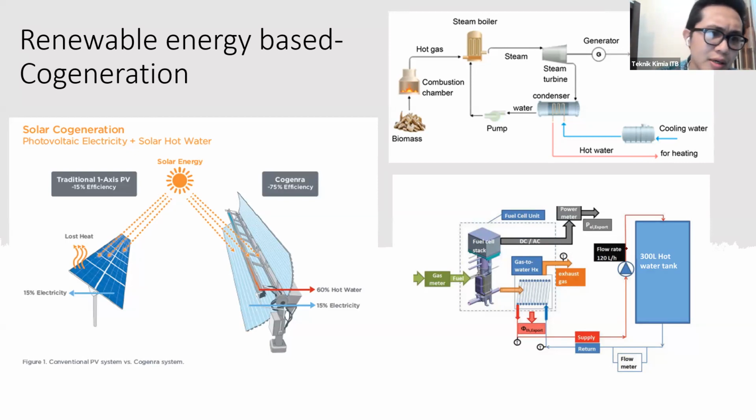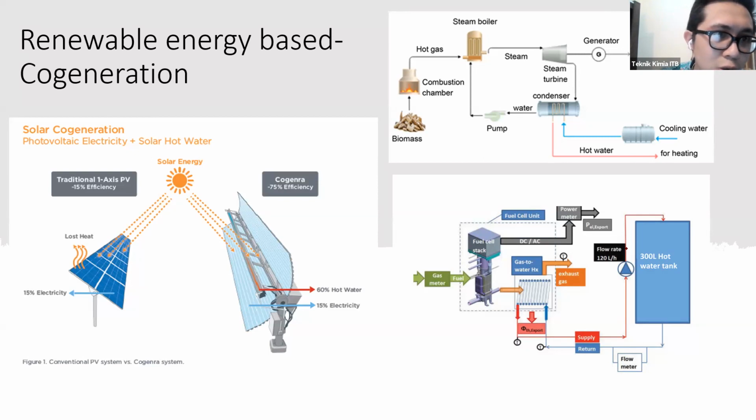So some of these, even though the scale is not actually large enough, are mainly for the very small scale, or micro CHP, as we call it, or micro combined heat and power. In this case, there are 3 examples stated in this slide.